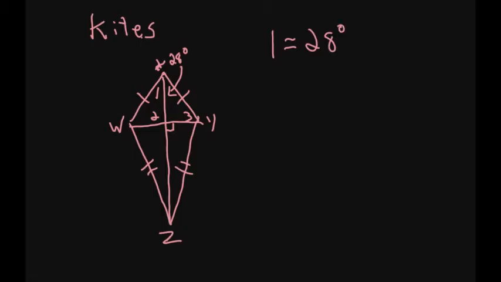And if you remember what I said, the diagonals there are perpendicular, so that means angle 2 has to equal 90 degrees. So to find angle 3, you can add the 90 and the 28 and subtract it from 180. So 90 and 28 would be 118. So it would be 180 minus 118, which would give us 62 degrees.